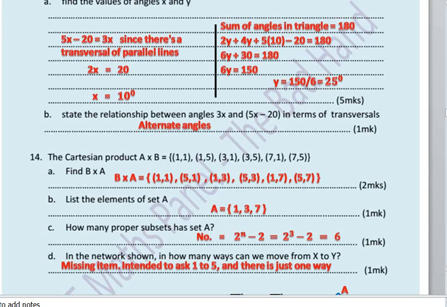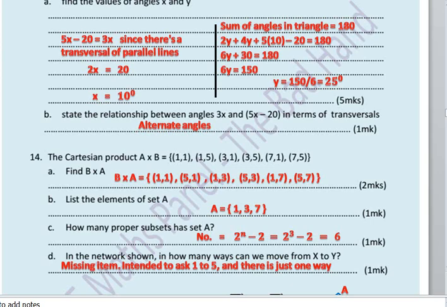These are elements of set A. According to the equation, the Cartesian product AB means the first element must be from set A. So let's look at all of the first elements. You have 1, 1, 3, 3, 7, 7. But we cannot write them twice. So you just have 1, 3, and 7. Those are the elements of set A.